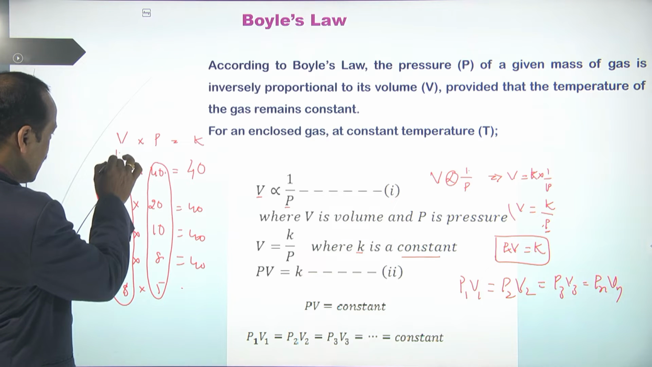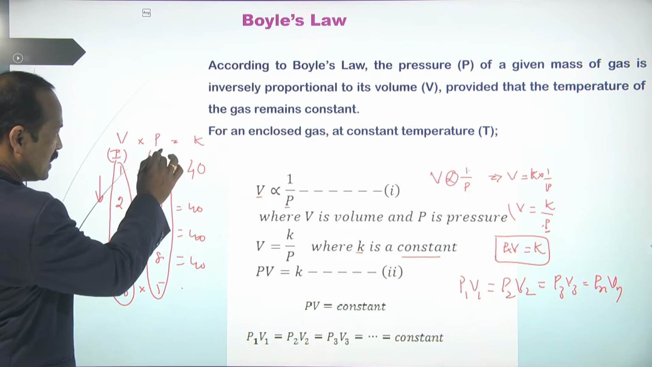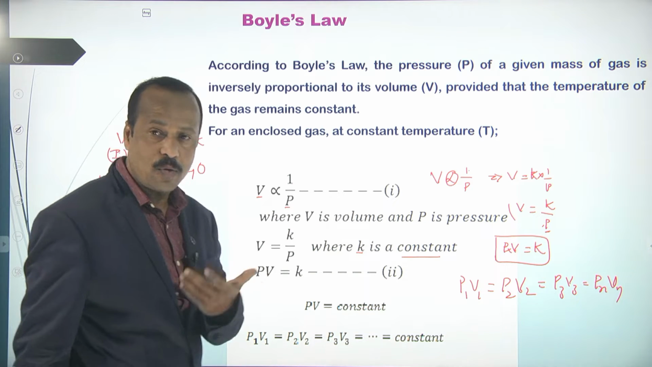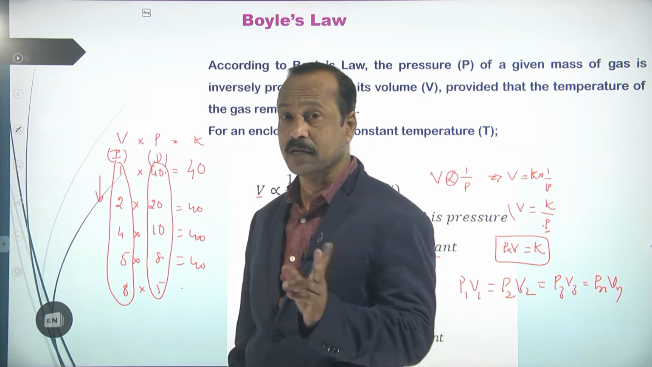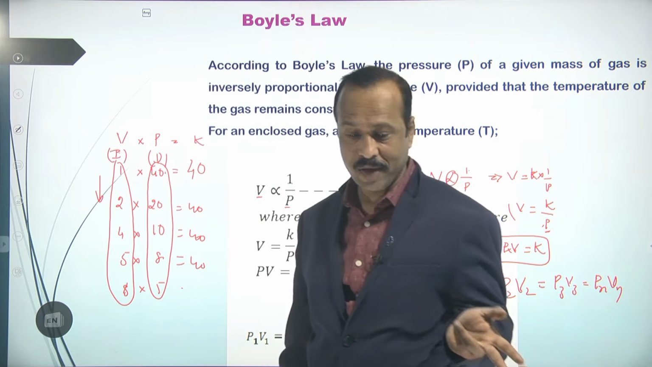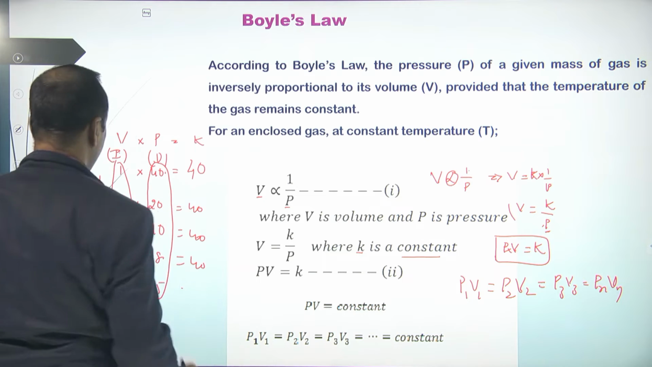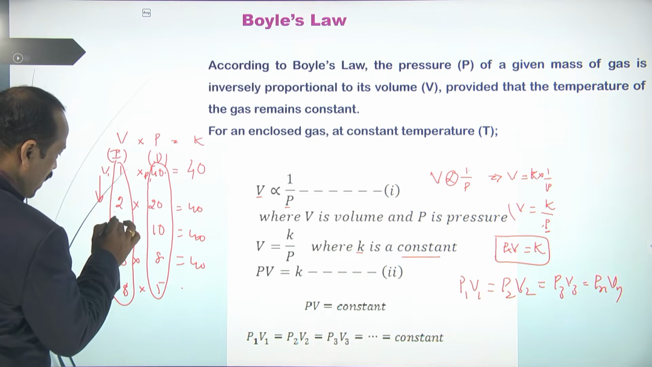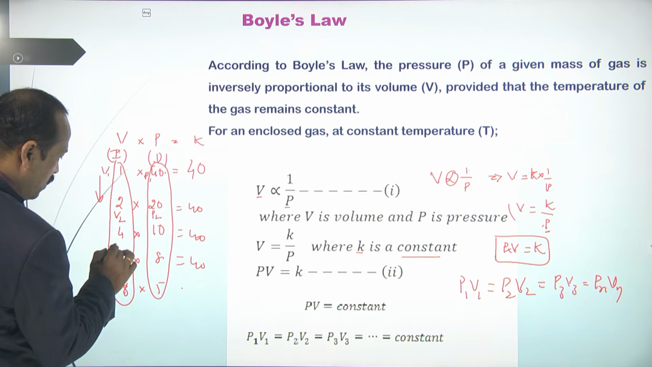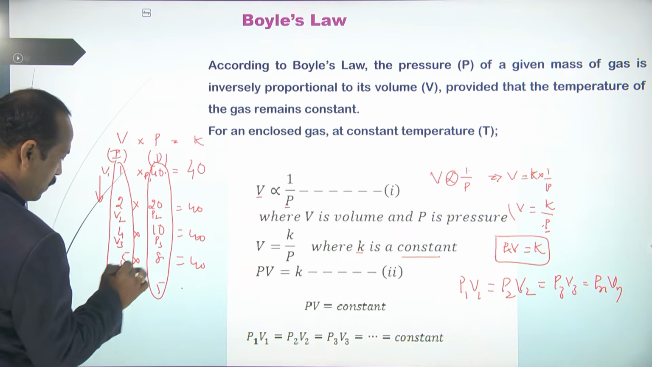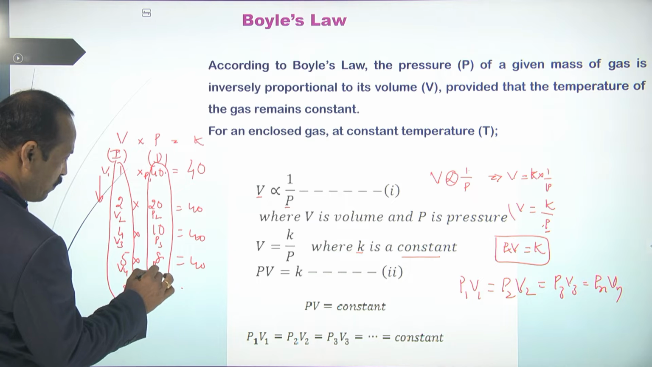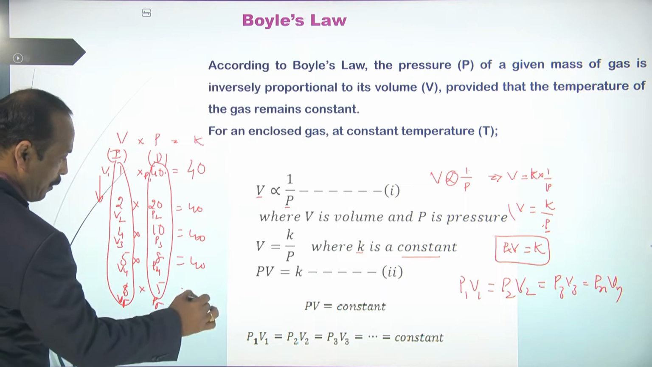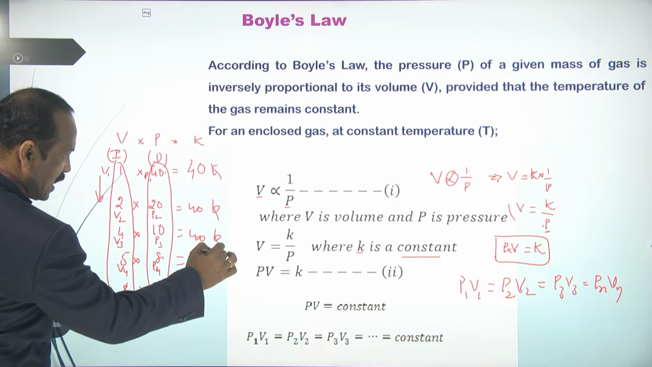So this is increasing and this is decreasing. Yes or no? So this is called inversely proportional. One quantity increases, the other quantity decreases. But the product always remains the same. So if you take this value as V1, then this value becomes P1. If this value is V2, this becomes P2. If this value is V3, this becomes P3. This value is V4, this becomes P4. This value is V5, this is P5, but this product always remains the same. So this is constant K.